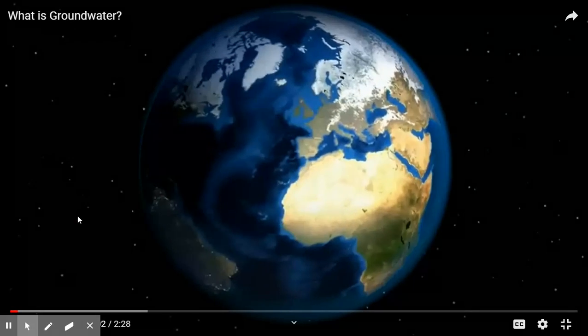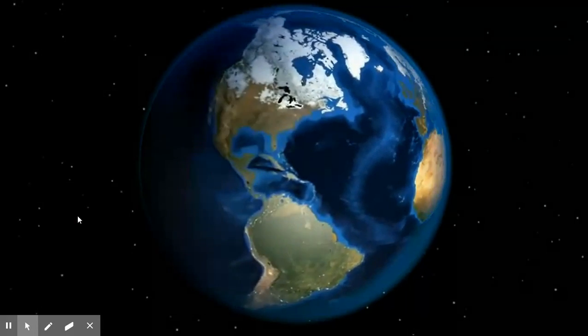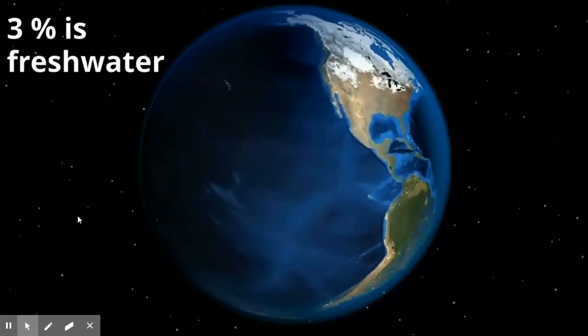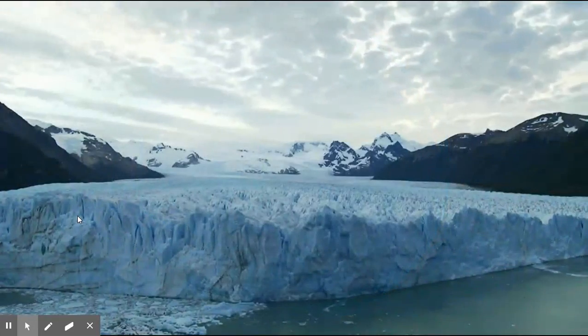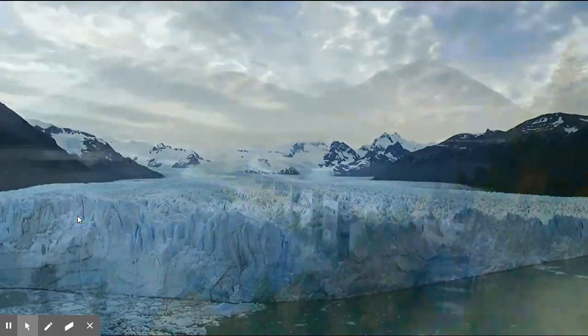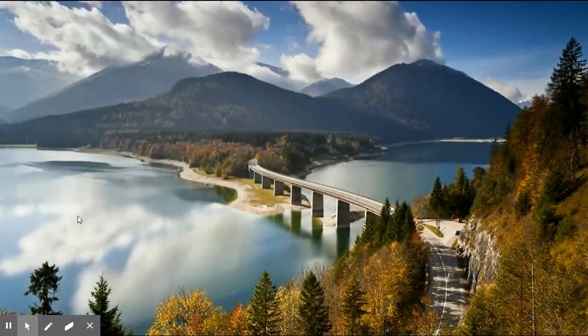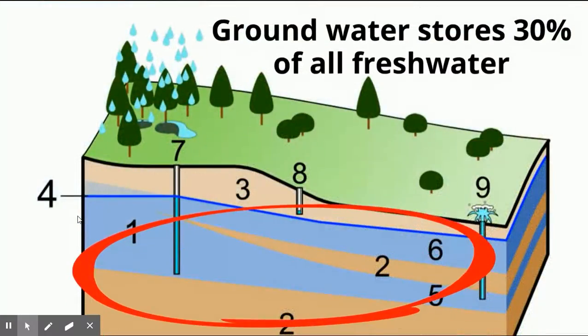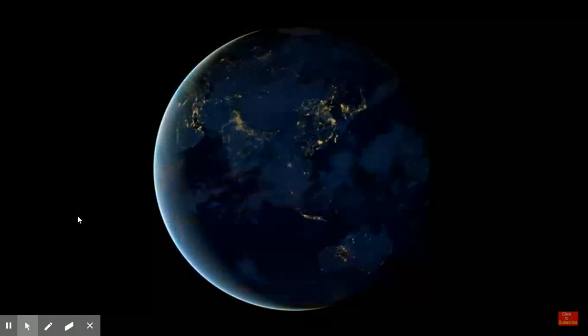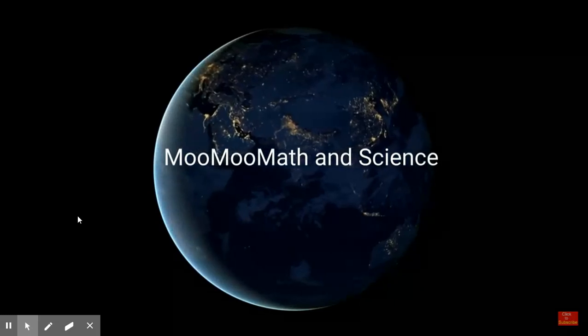Roughly 70% water. However, only 3% of this water is fresh water. Much of this fresh water is frozen in glaciers. You'll find some of the water in rivers and lakes. But almost 30% of this fresh water is groundwater. But what is groundwater? Welcome to Moo Moo Math and Science and Groundwater.